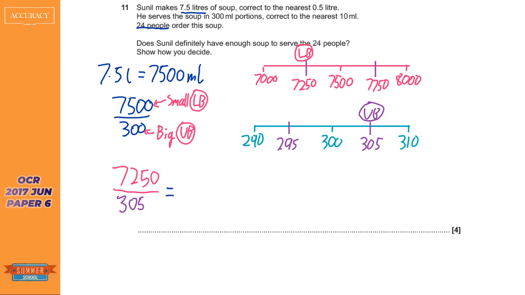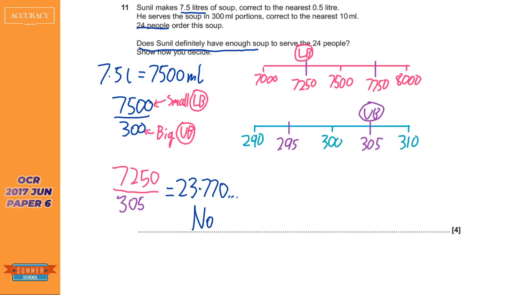So that's just the worst case scenario, because it's saying, is there a possibility that it's not enough? Now, when you do that, you get 23.770, and so on. Now, that is less than 24. So it asks us, does Sunil know that he has enough soup? Definitely have enough soup? Well, no. Is the answer. And don't forget to write the actual answer.